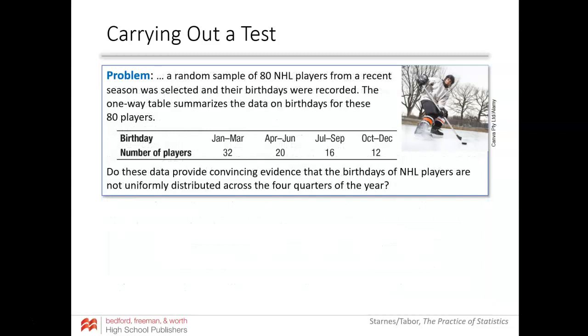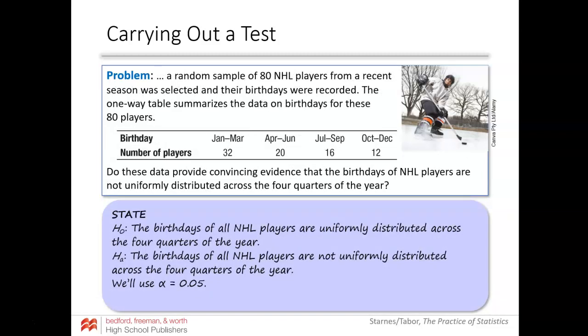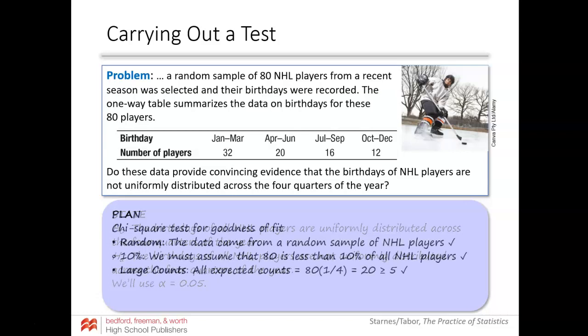When we set up our test, we still start with stating our hypotheses. The null hypothesis is that they are uniformly distributed across the 4 quarters, meaning 25% of the players come from each of the quarters. Again, we wrote it in words, not symbols. The alternative is that they are not uniformly distributed. You don't have to indicate anything beyond that. We're going to use a significance level of 5%. So we are going to do a chi-square test for goodness of fit.